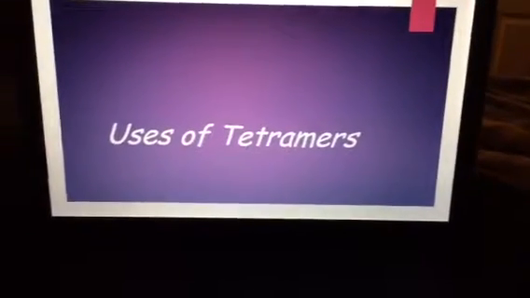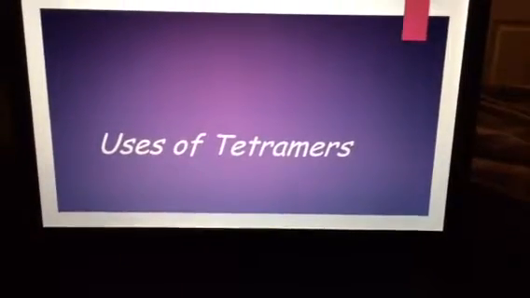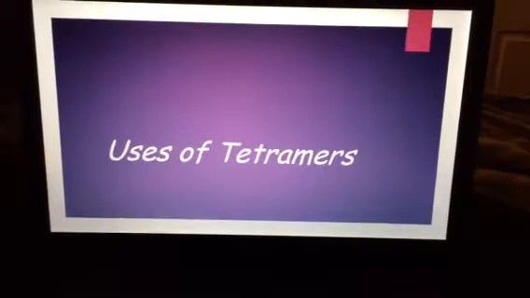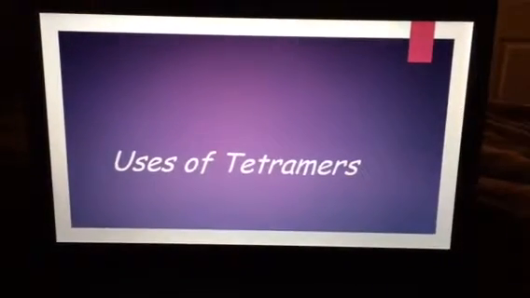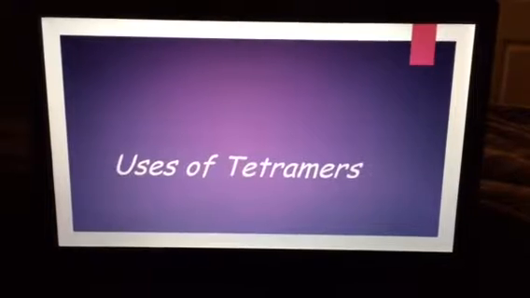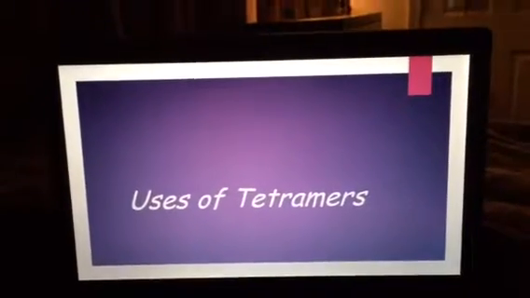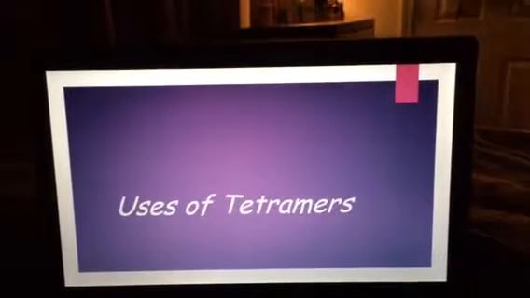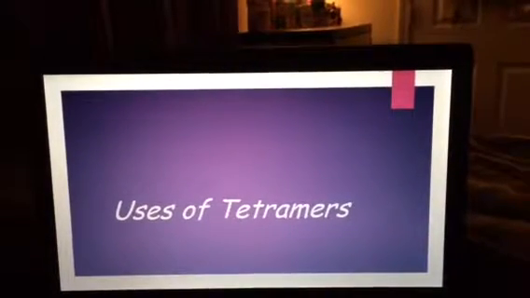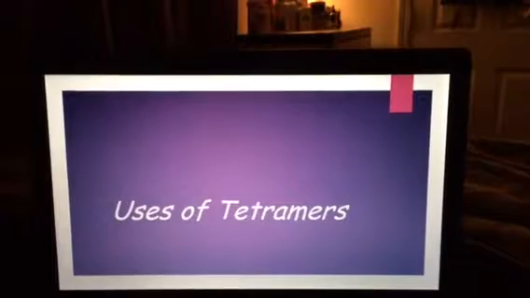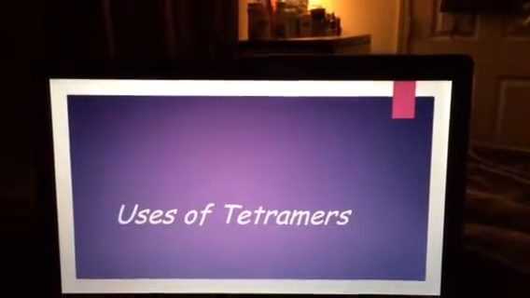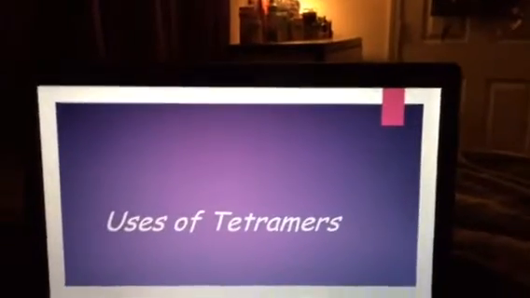The uses of tetramers. A novel and clear technology based on the use of MHC tetramers was developed in the 1990s and made it possible to identify, isolate, and follow the behavior of lymphocytes specific to an antigen of choice.